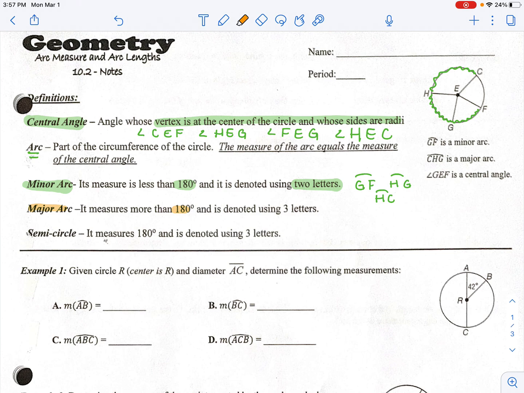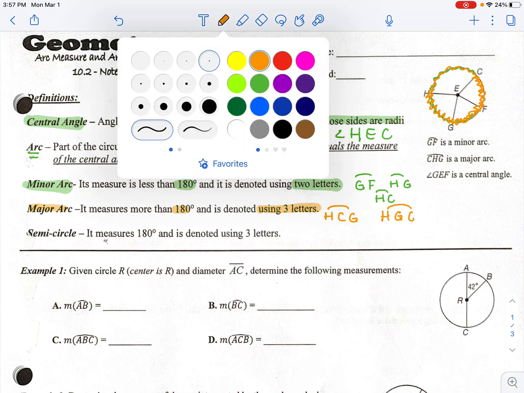A major arc is greater than 180, and we use three letters to denote that because we have to make sure we go in a certain order. So bigger than 180, if I start at H to C to F, that one goes right past that. Actually, we'll go a little bit further there. So it goes more than 180, so I could say that HCG is a major arc. I could also say HGC, the other way around, is also a major arc, and we can keep going, listing things.